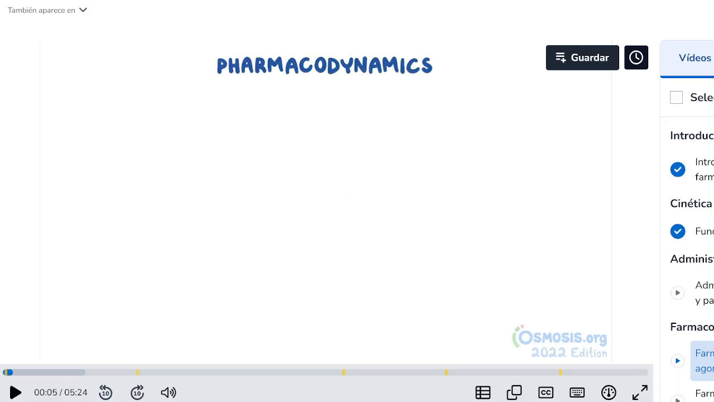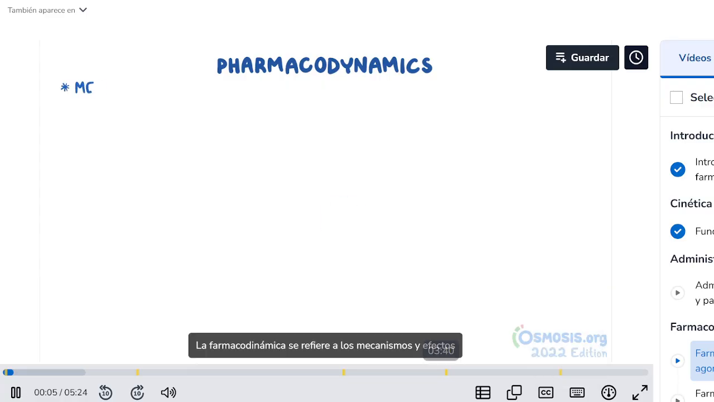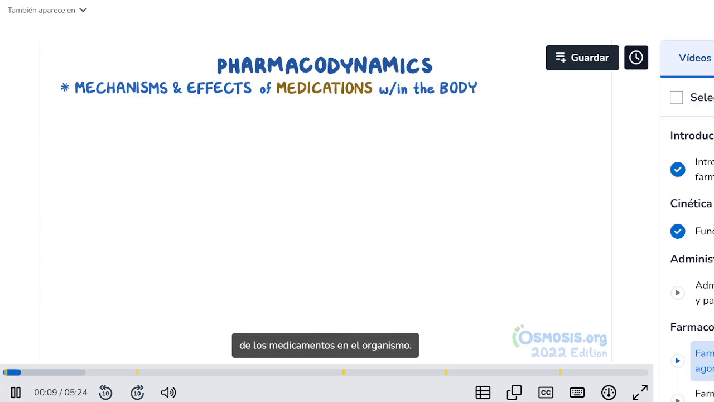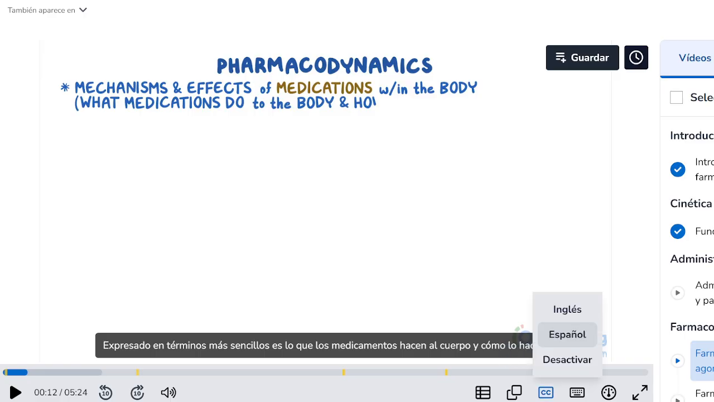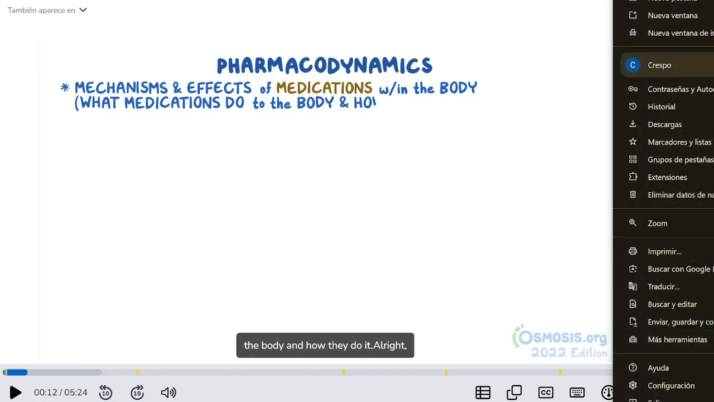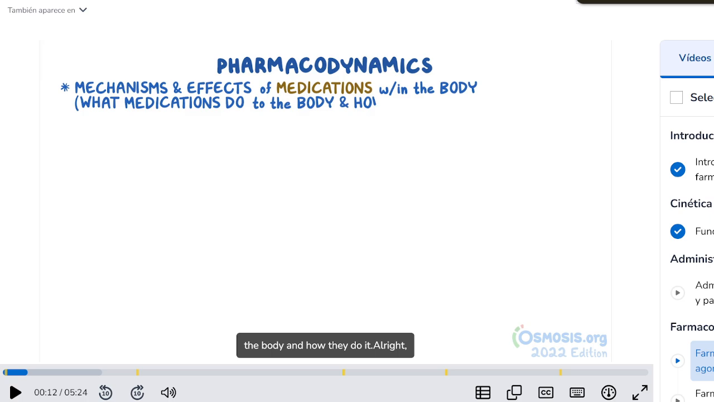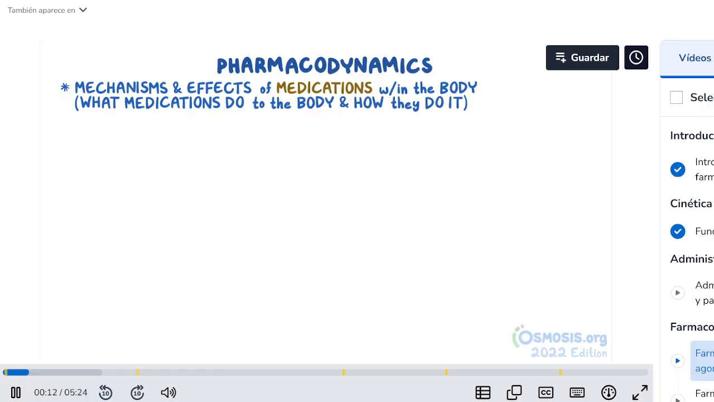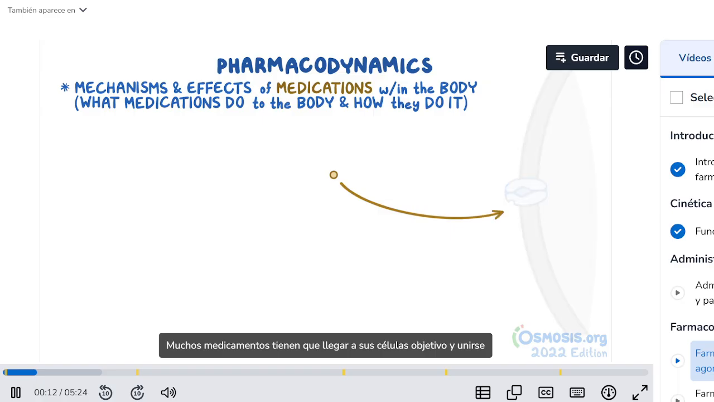Pharmacodynamics refers to the mechanisms and effects of medications within the body. Or more simply, it's what medications do to the body and how they do it.